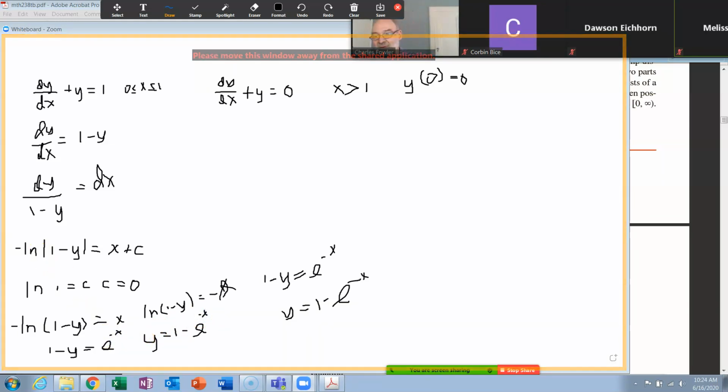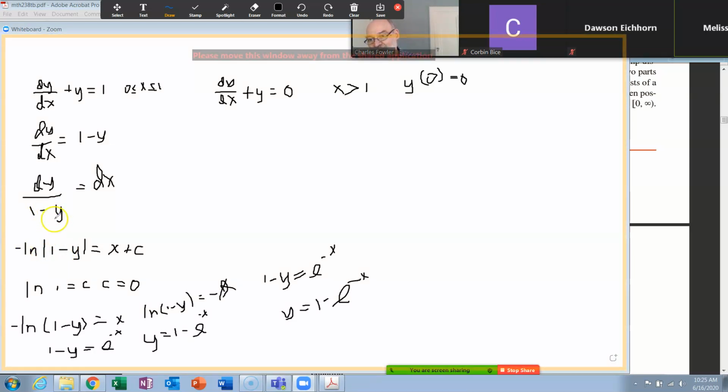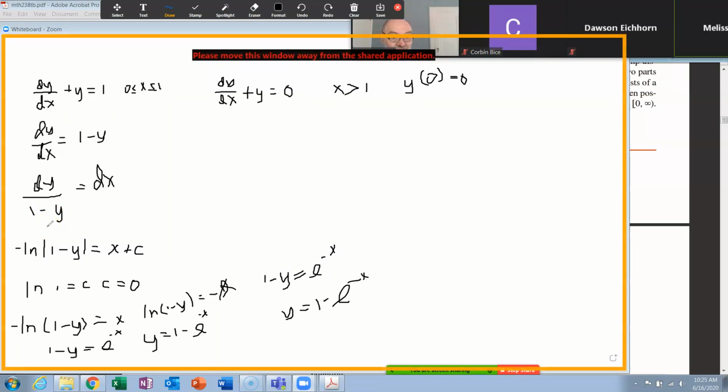The antiderivative of this would be log of 1 minus y times a minus 1, because you have the chain rule in there. Sorry about that. I forgot that one. Say again? Yes. What's the question?